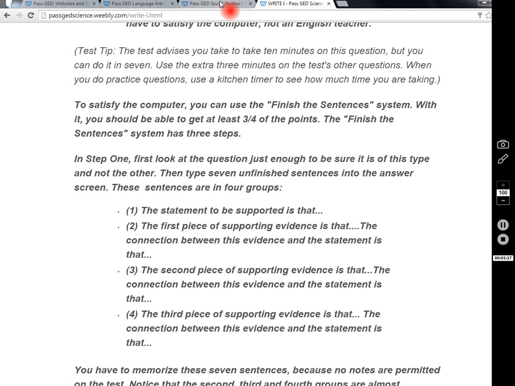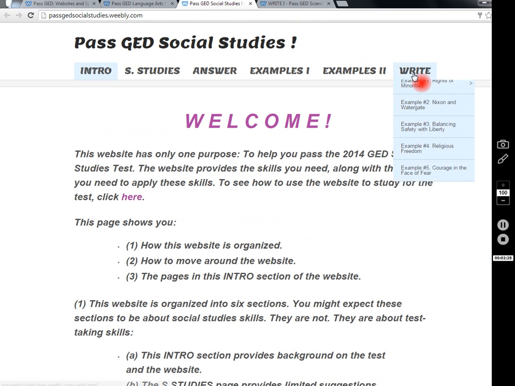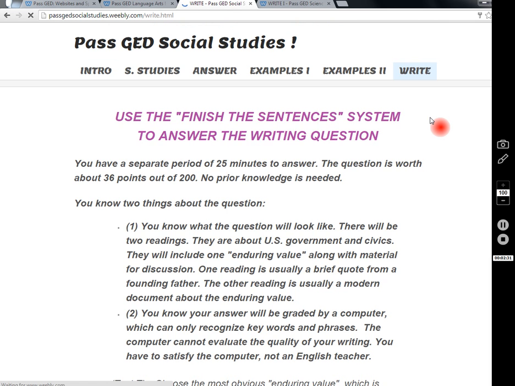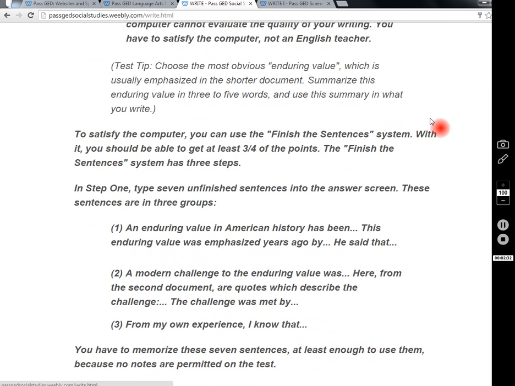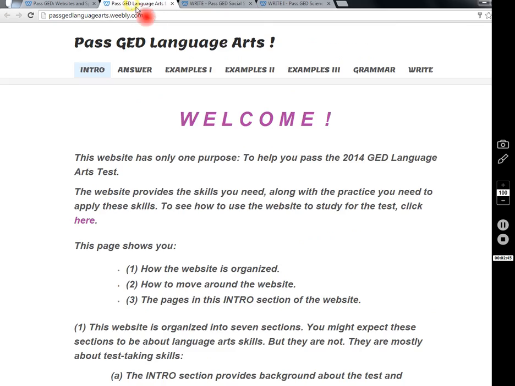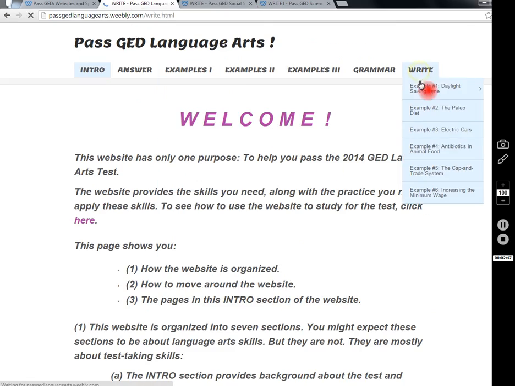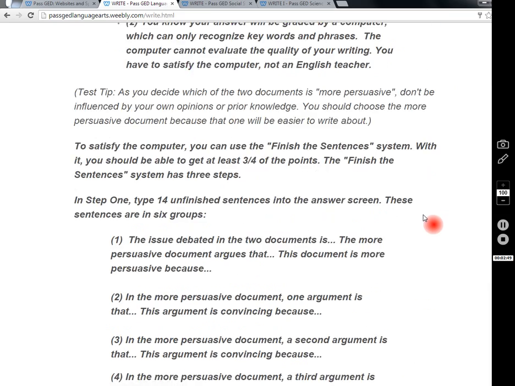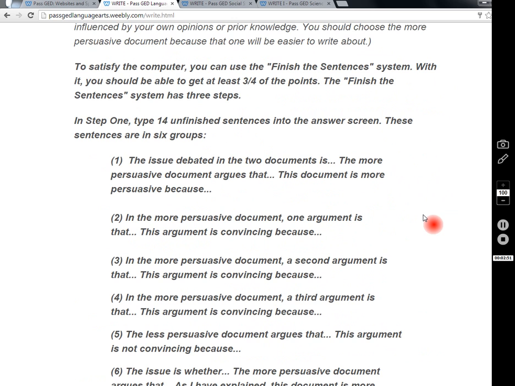Now, if you go to Social Studies and go to the Write section, you see there's a different set of unfinished sentences, also 7. The sentences are different because the questions are different, but the system is the same. And if you go to Language Arts, you'll see, again in the Write section, 14 sentences. Now, that's a lot to memorize, but there is a pattern to it.